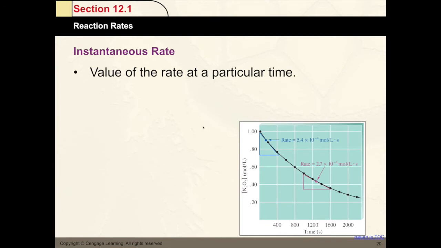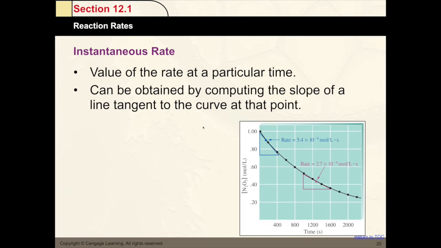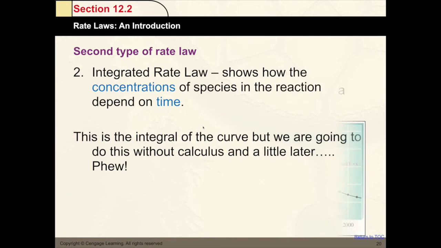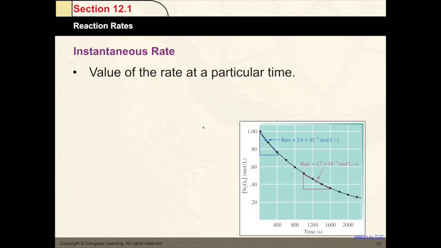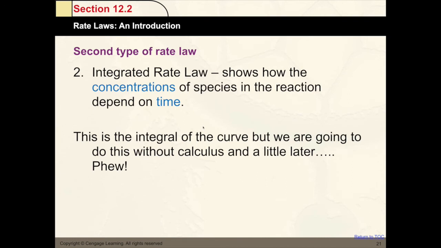Instantaneous rate. So that's the value of the rate at a particular time. It can be obtained by computing the slope of the tangent line to the curve at that point. And obviously, again, this would be a lot more calculus involved, but I'll show you a much easier way.